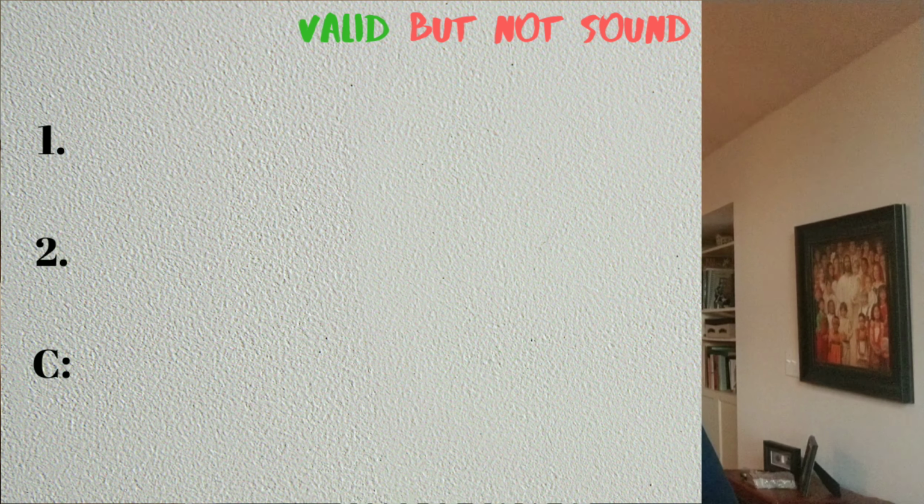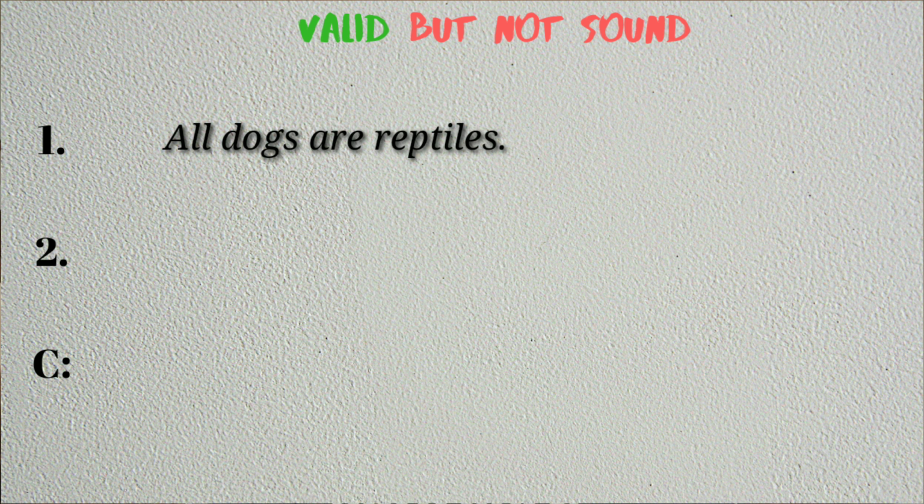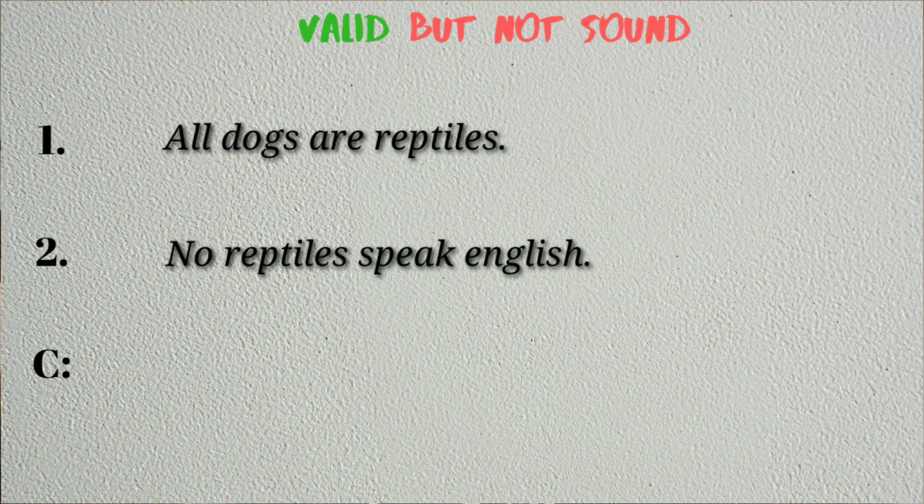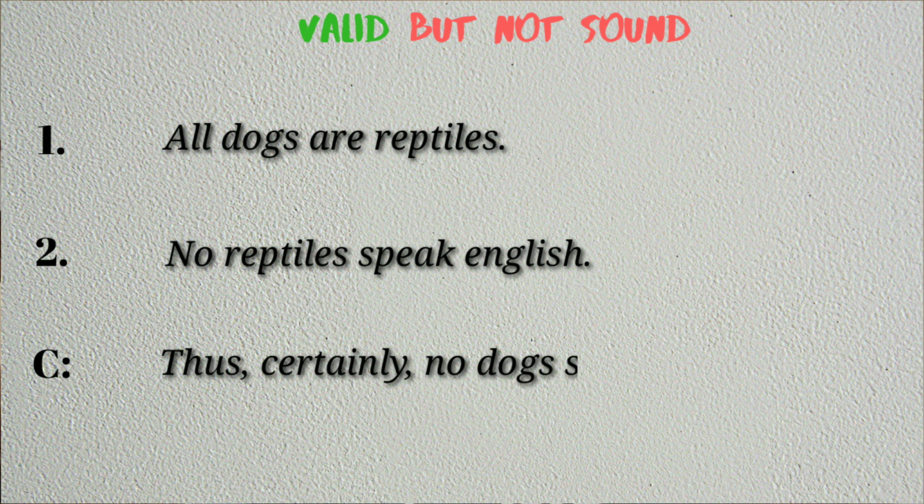Premise 1. All dogs are reptiles. Premise 2. No reptiles speak English. Thus, here comes the conclusion, certainly, and you'll hear words like certainly, definitely, undoubtedly in a deductive argument. Certainly, no dogs speak English. You see how if these two premises are true, there is no situation logically in which dogs could speak English, so it is a valid argument.